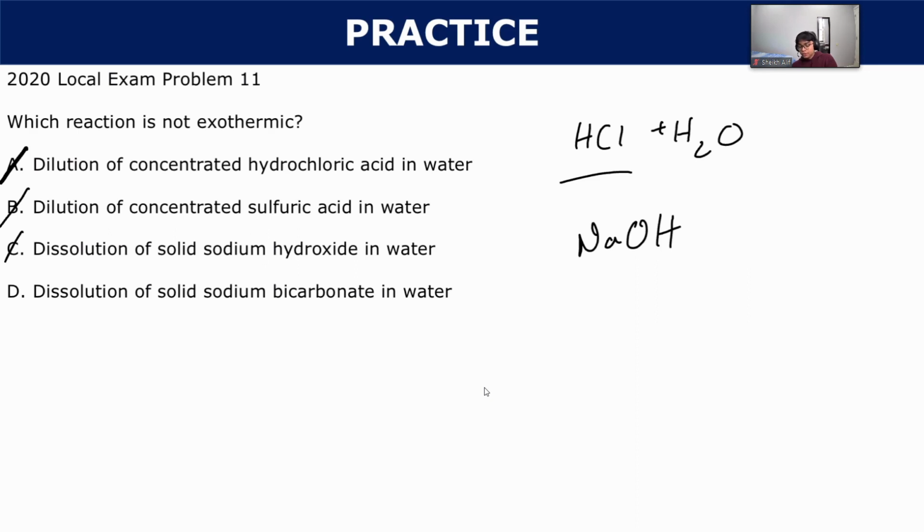And then dissolution of sodium bicarbonate. Sodium bicarbonate, NaHCO3, is actually a weak base. And so remember, weak bases are not necessarily exothermic or endothermic, but it's definitely not going to be exothermic because remember, those are going to be your strong acids and your strong bases, and sodium bicarbonate is a weak base. So it's going to be D, and we are correct.